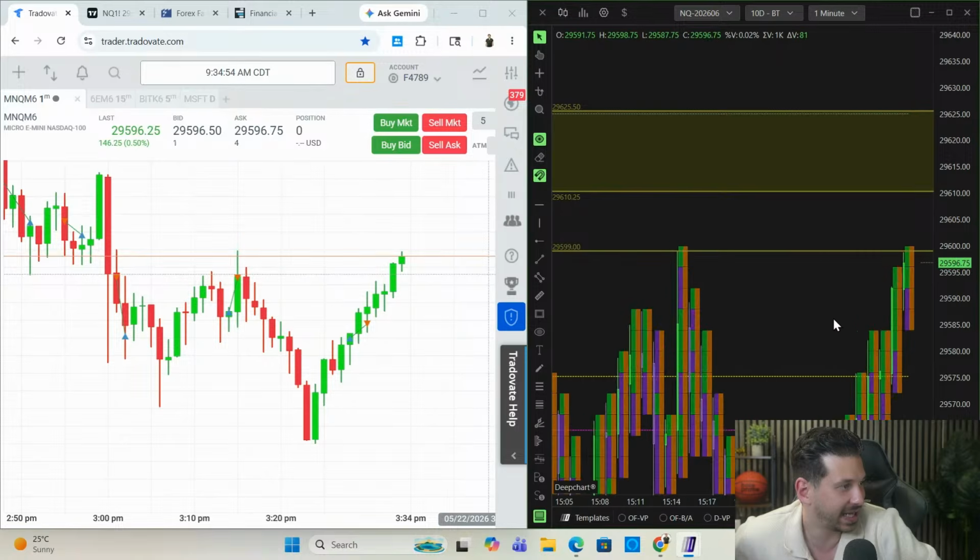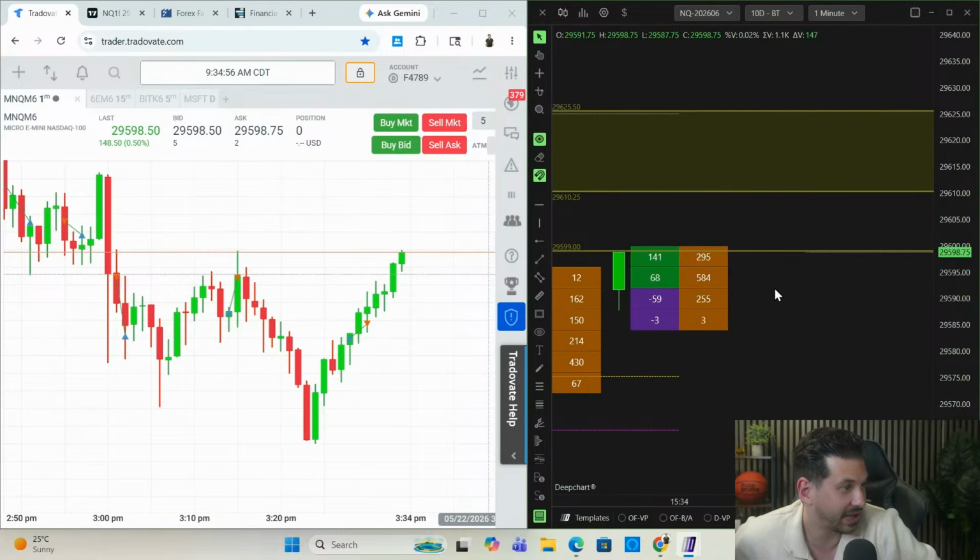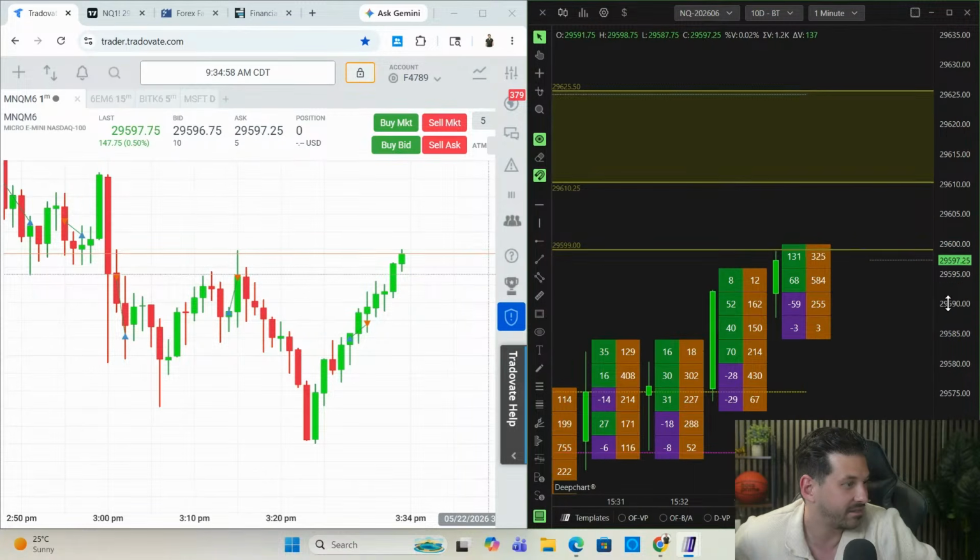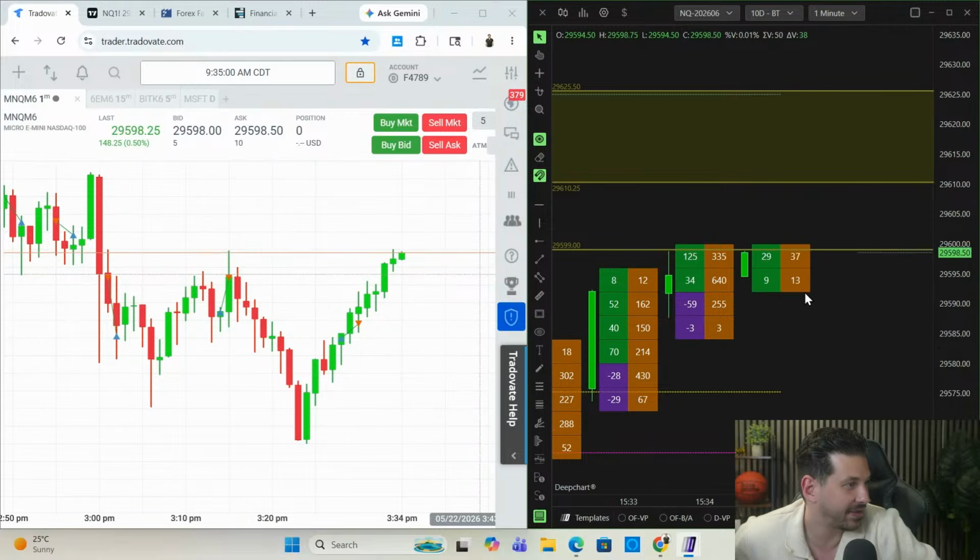All right, let's see if there's any gaps. Oh, we're about to hit that high. Let's see what happens. See how this volume, if we take out that high, what are we going to see? Yeah, we're definitely seeing take profits. Boom. Stops got triggered right there.